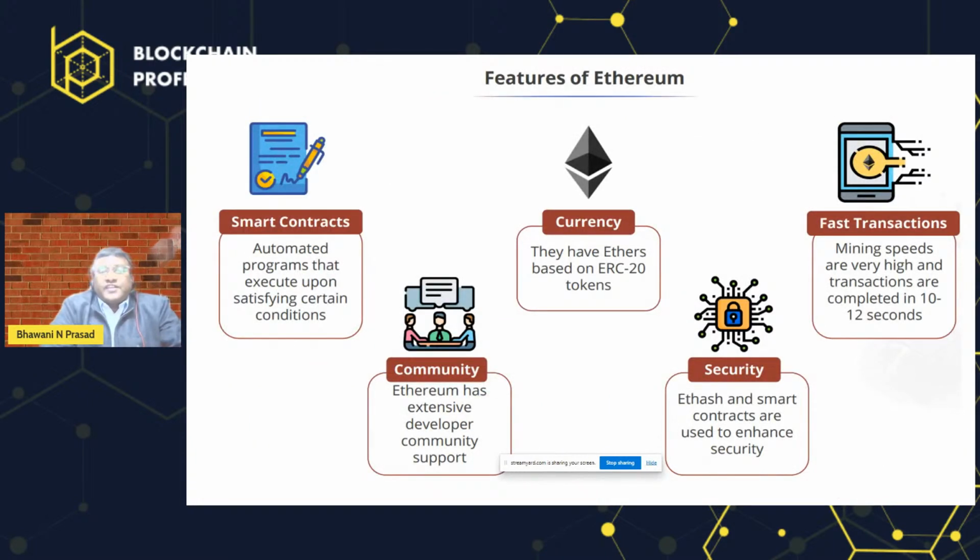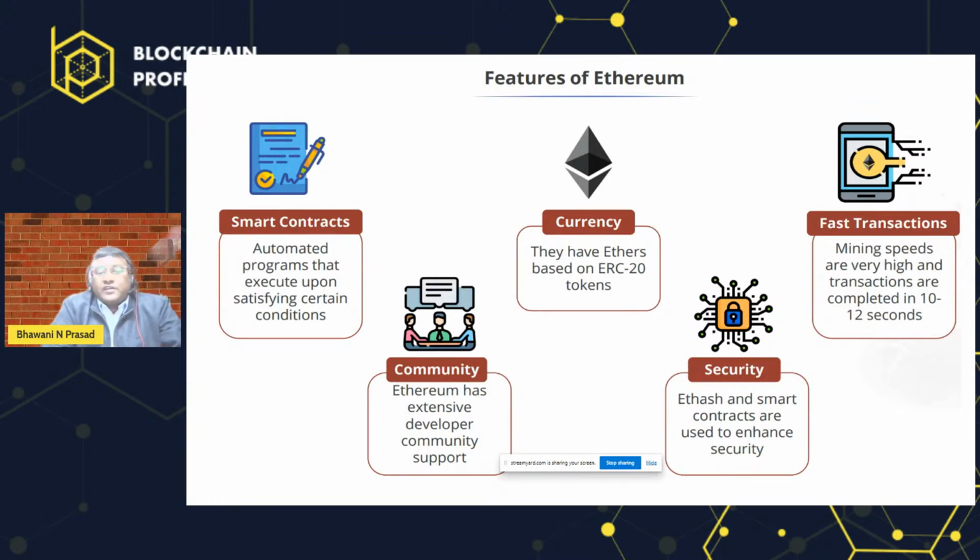So, features of Ethereum. The smart contract I am going to present is based on Ethereum right now. A smart contract for Ethereum is an automated program that executes upon satisfying certain conditions. So it has a smart contract, currency, fast transactions, security, and community. So these are five features.